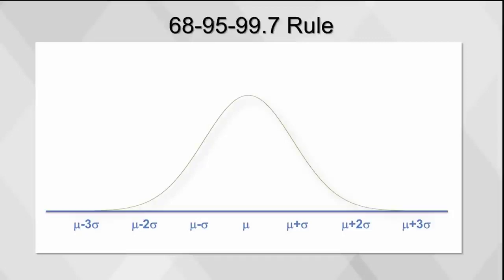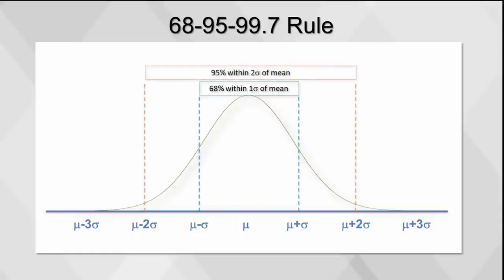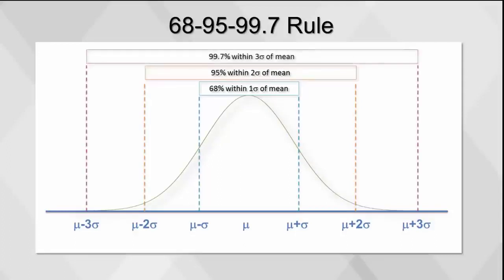The 68-95-99.7 rule states that 68% of the area of a normal curve lies within 1 standard deviation of the mean, 95% of the area lies within 2 standard deviations of the mean, and 99.7% of the area lies within 3 standard deviations of the mean. This rule works for all normal curves, no matter their shape.